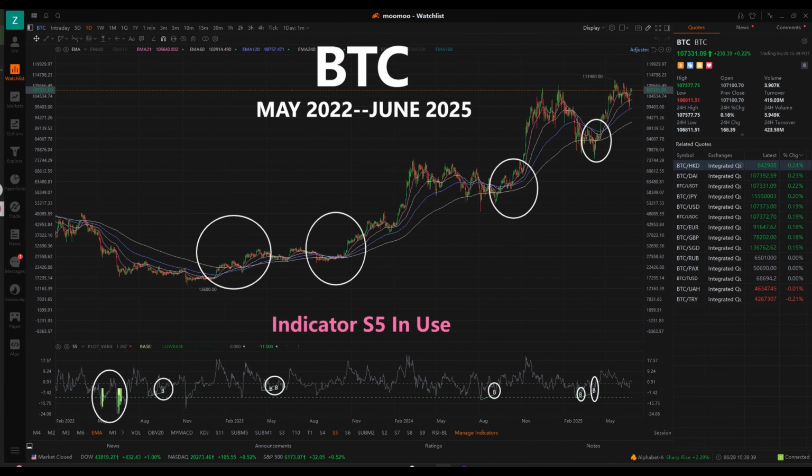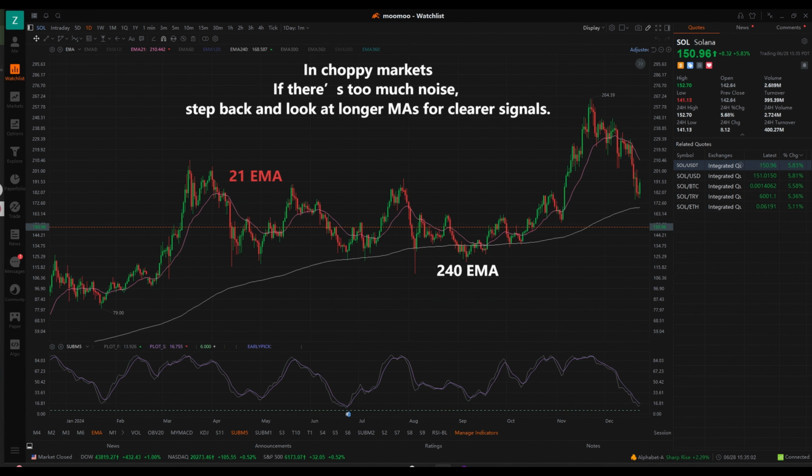In choppy markets, they can cry wolf too often. That's why you don't want to go all in on just one tool if there's too much noise. Step back and look at longer MAs for clearer signals.